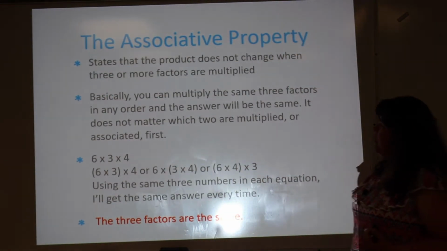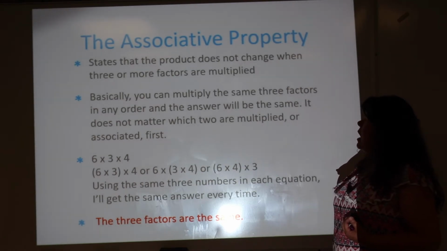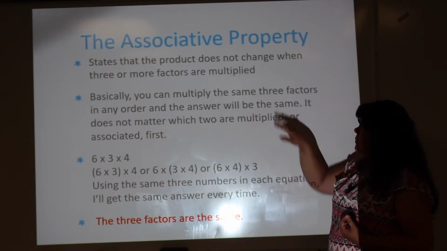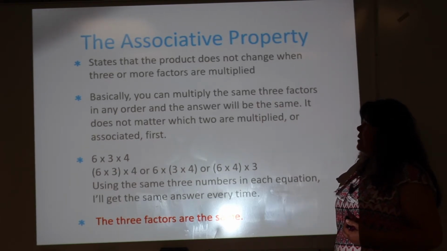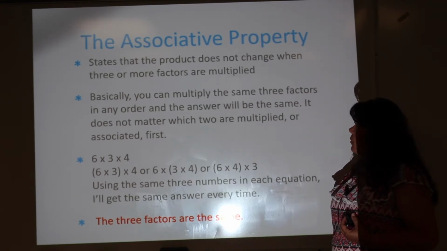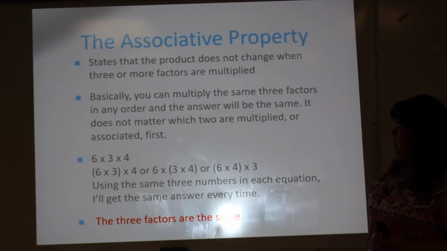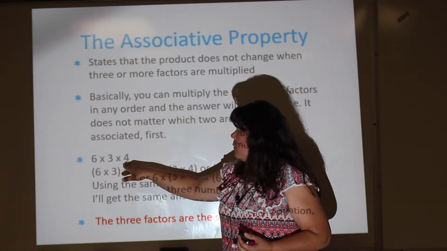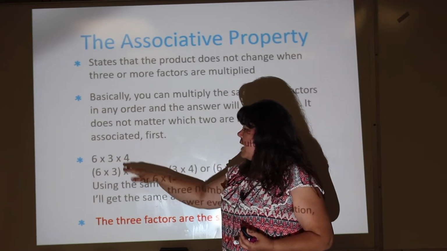The associative property states that a product does not change when 3 or more factors are multiplied. Basically, you can multiply the same 3 factors in any order and the answer will be the same. It does not matter which 2 are multiplied or associated first. So here I have 6 times 3 times 4. We're multiplying these 3 factors.